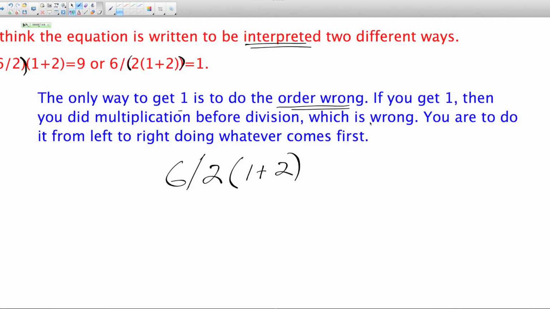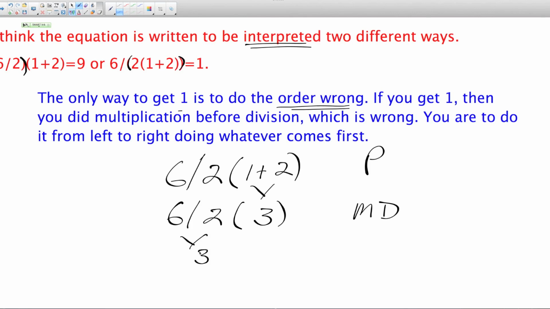If you get 1, then you did the multiplication before the division, which is wrong. You are to do the multiplication and division from left to right, doing whatever comes first. Again, solving or simplifying this expression, we do what's inside the parentheses first, the P. 1 plus 2, that gives us 3. We copy down the rest of the problem, 6 divided by 2, and then times 3. Now from left to right, we do multiplication and division as it appears in the problem. 6 divided by 2 is 3. Bring down the rest of the problem, which is times 3, and 3 times 3 is 9.